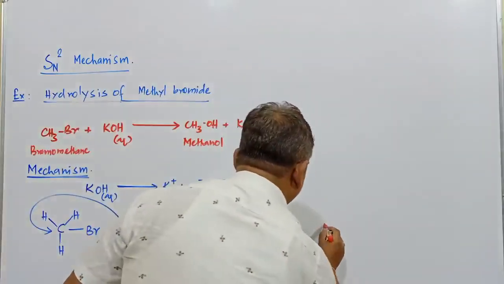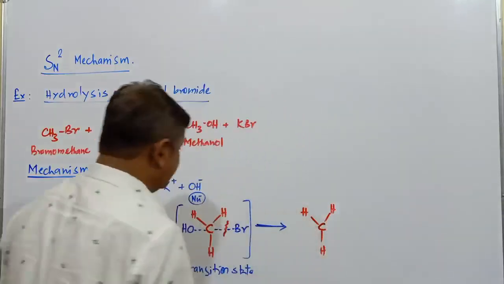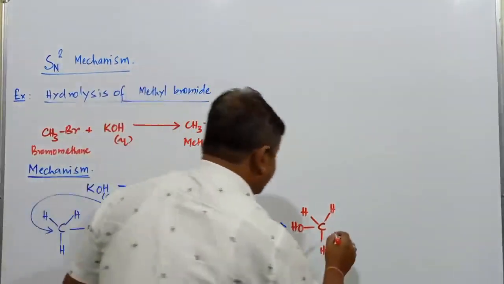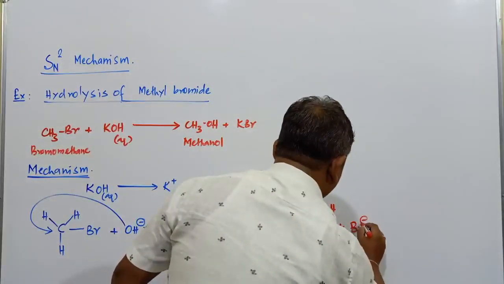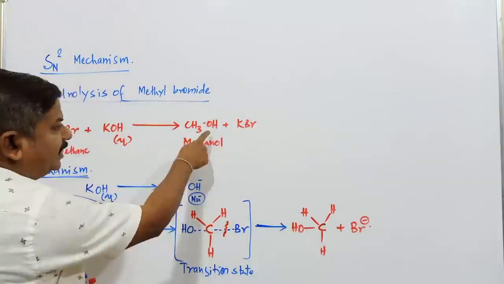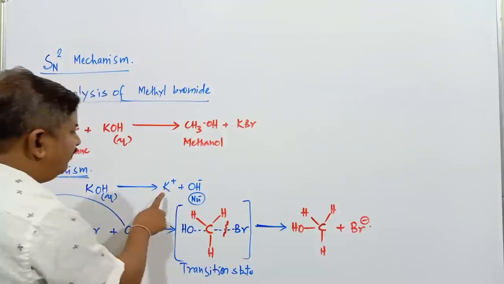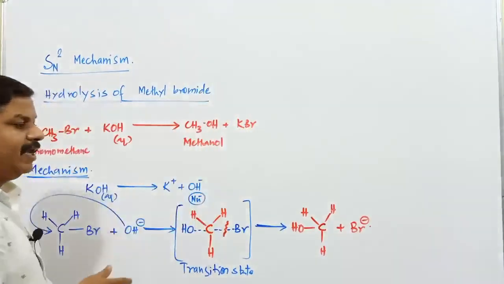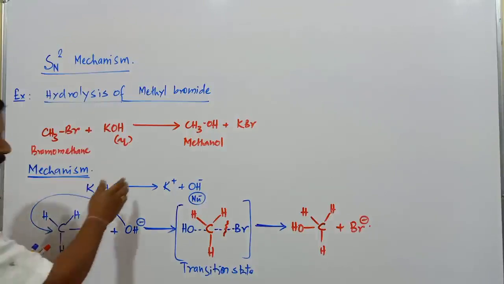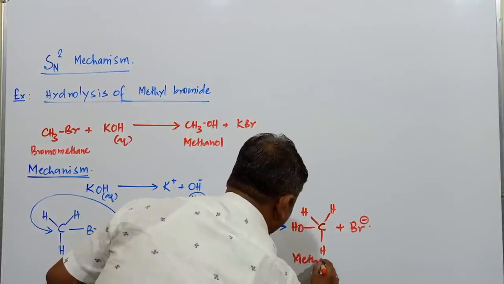So the molecule is carbon, hydrogen, hydrogen, hydrogen. So what should I write? This is connected to the OH group directly, plus the Br minus ion gets separated here. This is CH3OH. Whatever Br minus is produced here will further combine with K plus to produce KBr as in the reaction. So it is a process of conversion of methyl bromide into what? Methyl alcohol. Now this compound is called methanol.